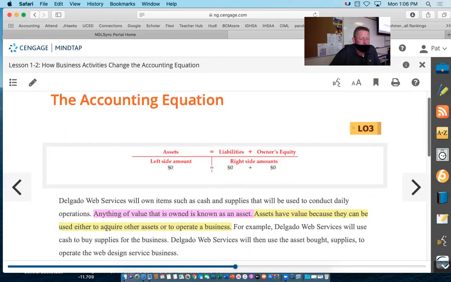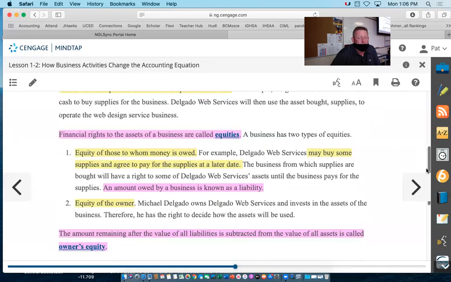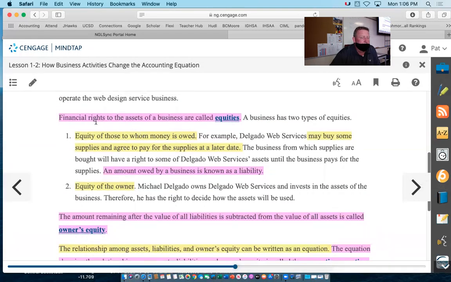Assets are values that we can use to either acquire more assets. So in other words, I can spend cash, a thing of value, an asset, to buy insurance, a thing of value, an asset. I can use cash to buy supplies, merchandise, right? So those are things of value. Financial rights to the assets of a business are called equities. You're going to need to know that.